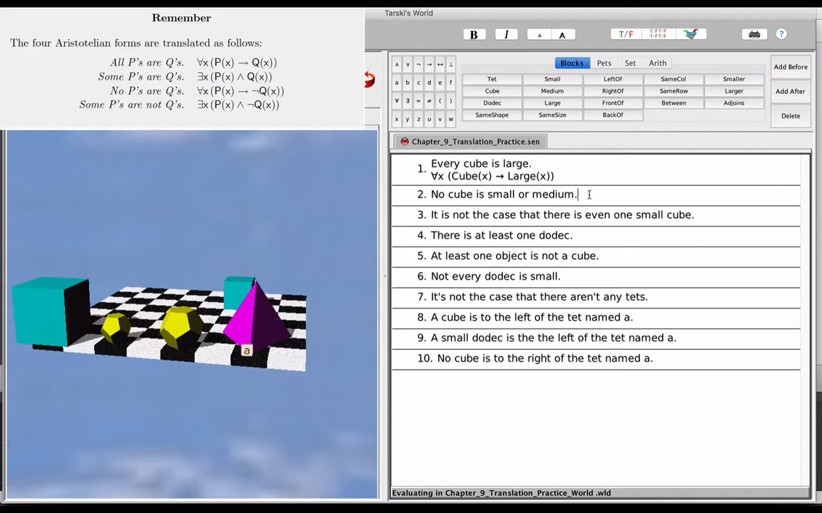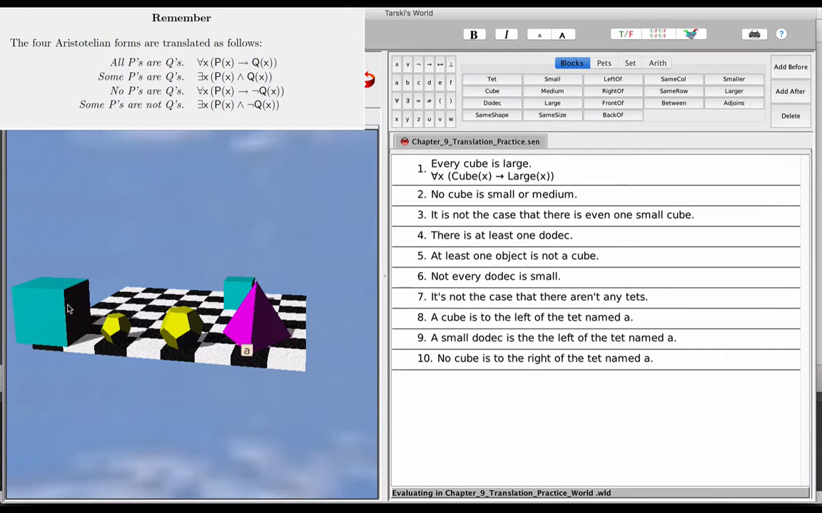And we can tell whether or not the sentence is true by seeing if the world satisfies it. So let's look at the world. We have a couple of cubes. One is large, but the other is small. So we would say the sentence is false because there is at least one cube that is not large.